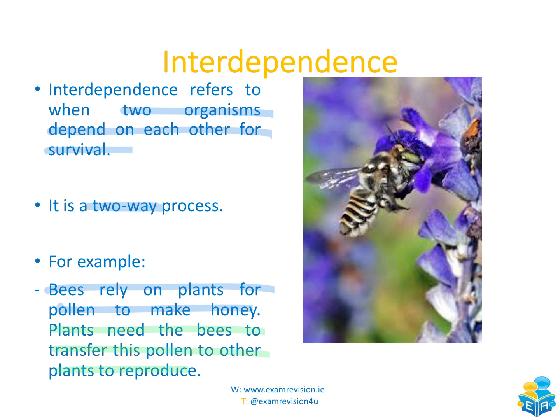Okay, so again, the bees rely on plants for pollen to make honey, but the plants need the bees to transfer some of their pollen to other plants so that they can reproduce. So if you're ever given an example of interdependence, make sure you give both sides of the story, because if an exam question comes up on it, you won't get your 3 marks unless you give both ways. Okay, so really, really important on that.